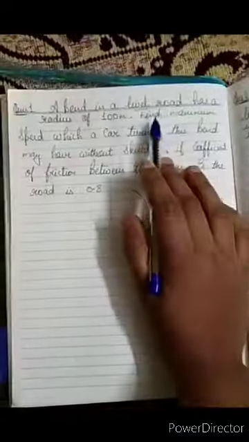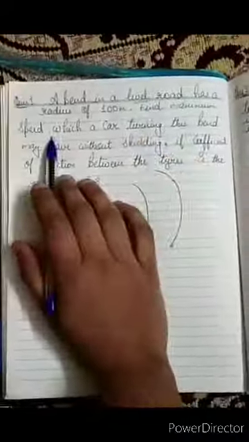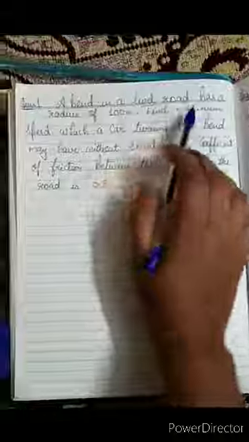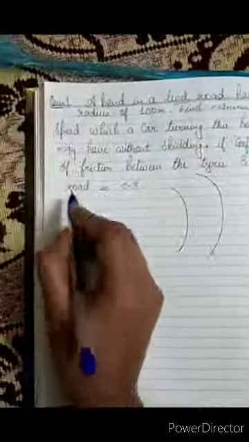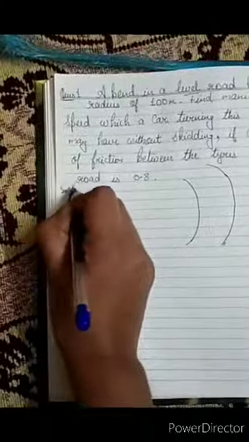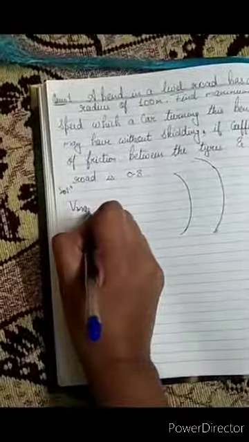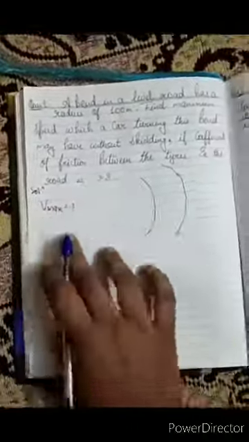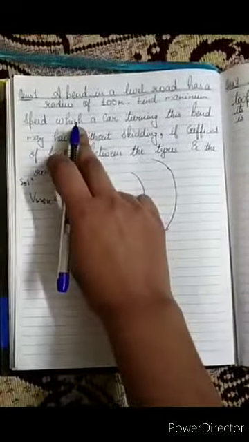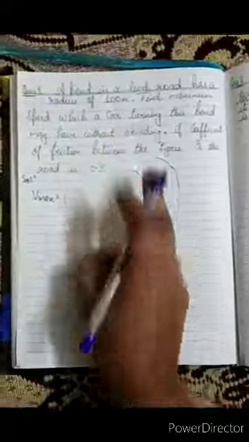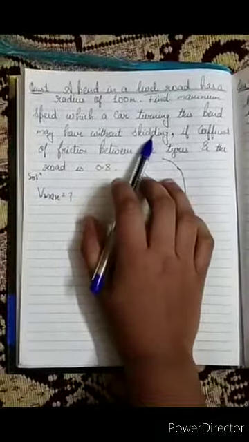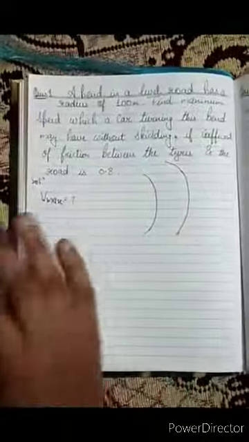Find maximum speed which a car turning this bend may have without skidding. You want to find the maximum speed. It means solution. You have to find V max. It means you want to find maximum.